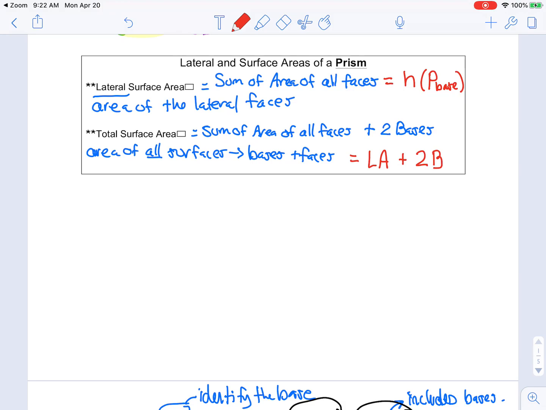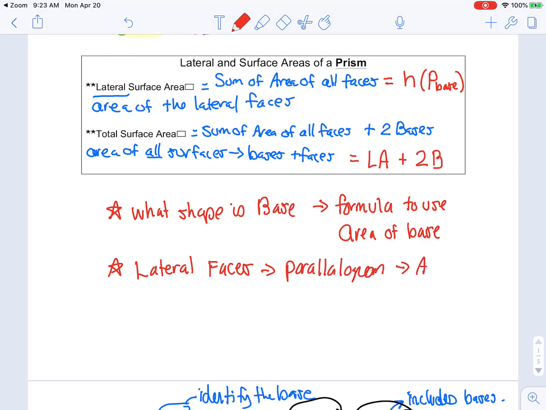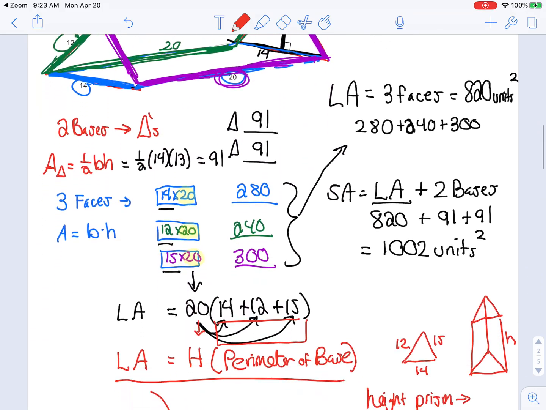Now, as you're using these formulas, there are definitely a few things you're going to have to pay attention to. What shape is the base? Once you determine what shape the base is, that's going to tell you what formula to use for the area of the base. For the lateral faces, since the lateral faces will always be some form of a parallelogram, you will always be using the formula of base times height for those lateral faces.